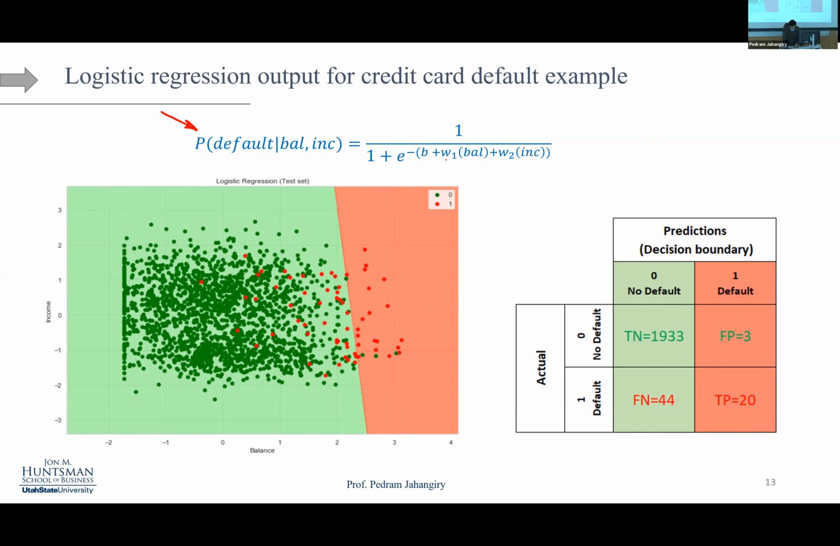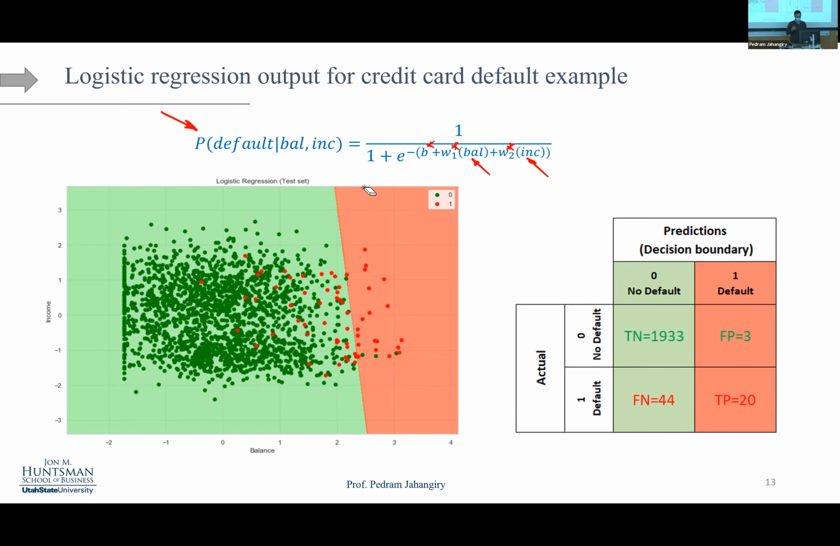At the end of the day, W1 is clear. I know the optimal value for B. I know the optimal value for W2. Now, if I plug in income and balance for every single dot, the model is able to tell me if it is class default or not default, right? And then we can summarize all these dots. In practice, we don't see these dots, but we can summarize them in a confusion matrix.